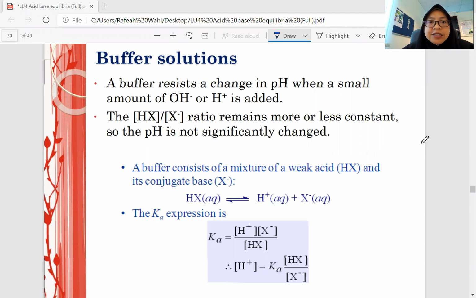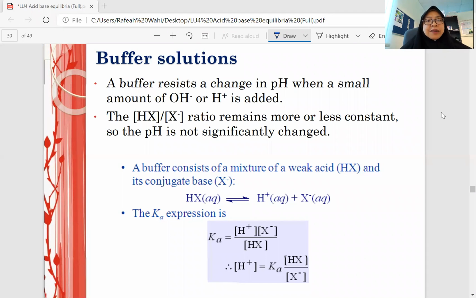Hi everyone. Today we come to the last part of learning unit 4, which is acid-base equilibria. In this part I will discuss with you two main topics: one, the buffer solution, and two, the combination between weak acid and weak base.